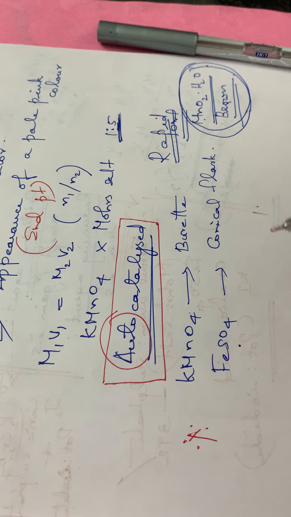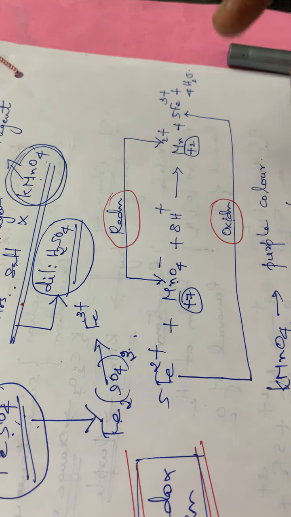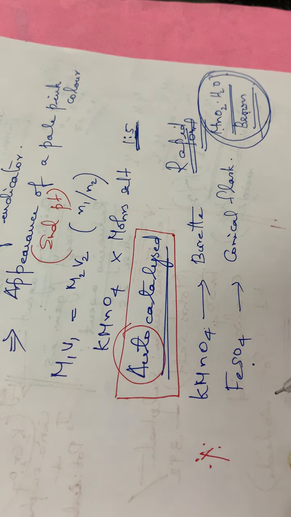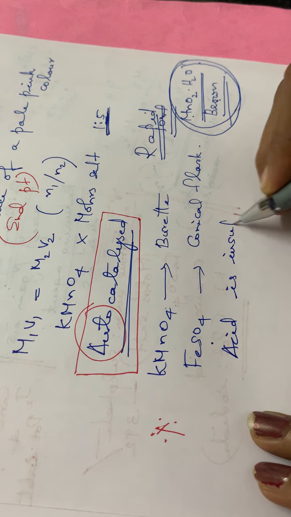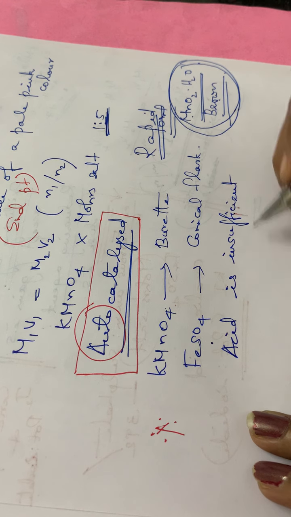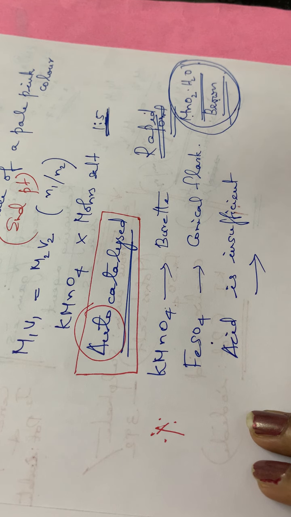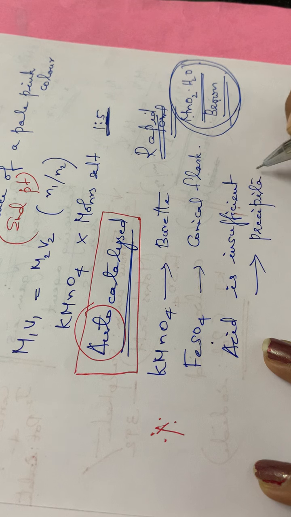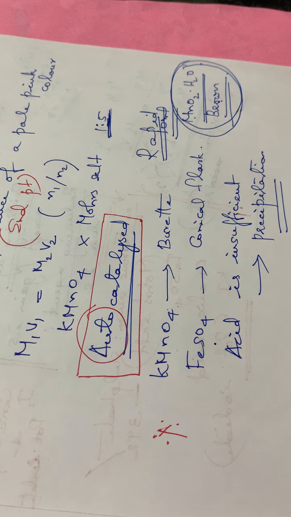Also, I already told you that dilute sulfuric acid is added. If the sulfuric acid is insufficient in this reaction, what happens? It leads to the formation of a precipitate. So 20 ml of dilute sulfuric acid is added to this reaction. If acid is insufficient, it leads to precipitation. These are some of the important points to be noted in permanganometry.